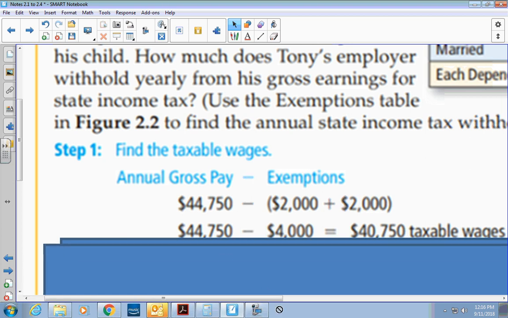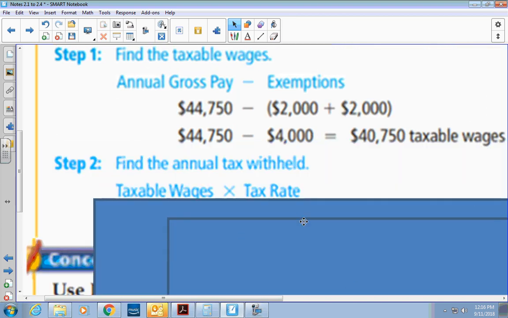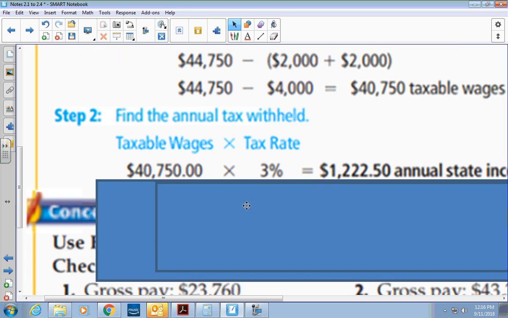Then we calculate the percent of $40,750. We're going to multiply that by 3%. So we pay $1,222.50 in annual state income tax.